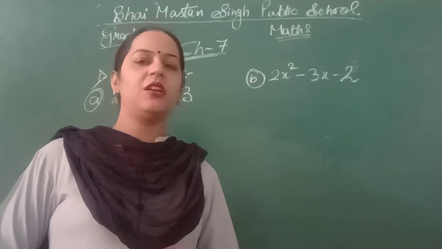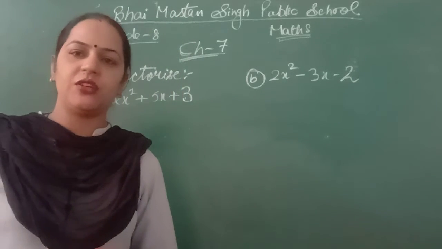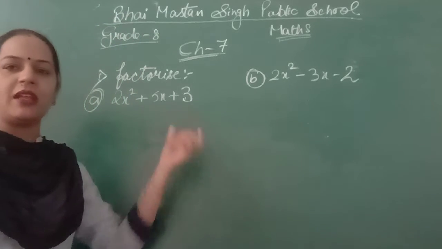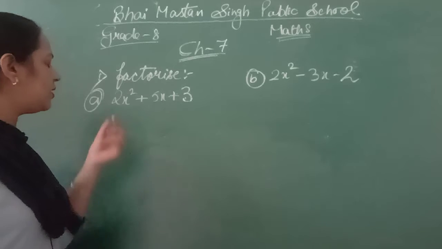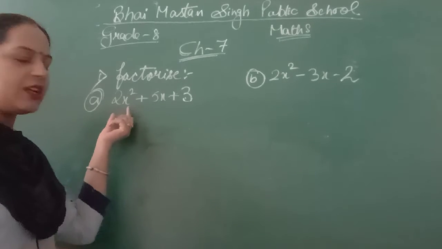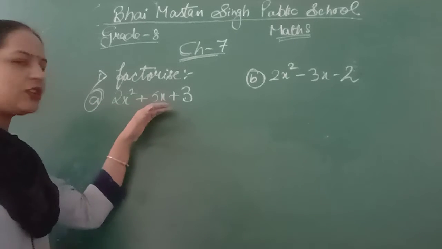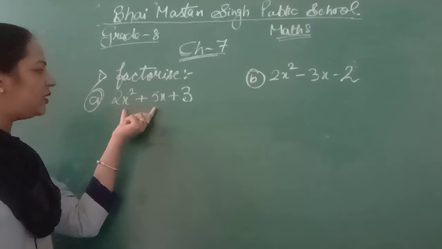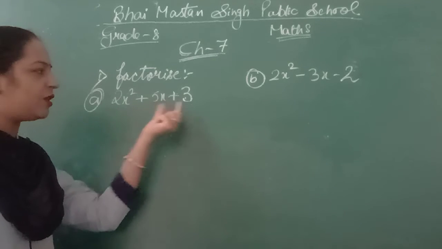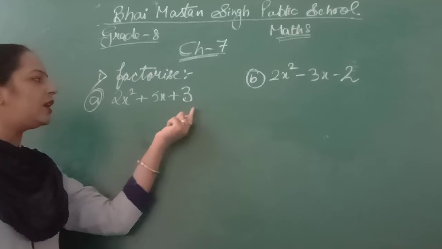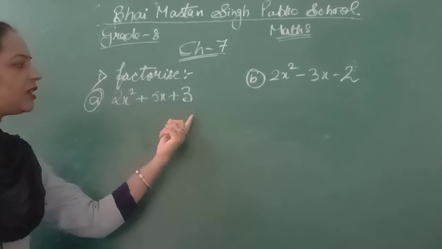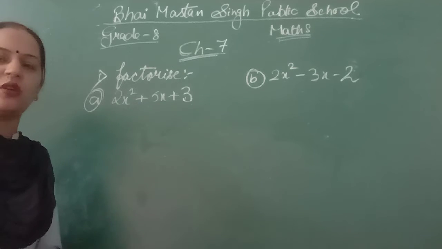Today I am here with the topic factorization, which is related to chapter number 7. Here I have one method of factorization. If one algebraic expression is given like 2x square plus 5x plus 3, nothing is common between them. Only x appears in two of them, but not in all three, so we can't take x as a common factor from these three. So we need to find another method, as none of them is a perfect square of any number.